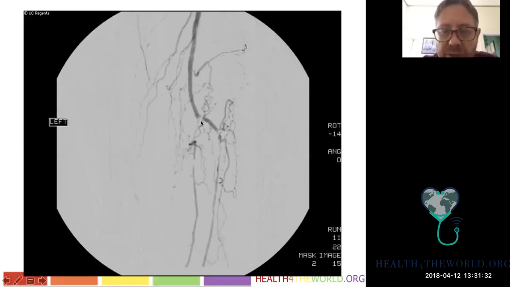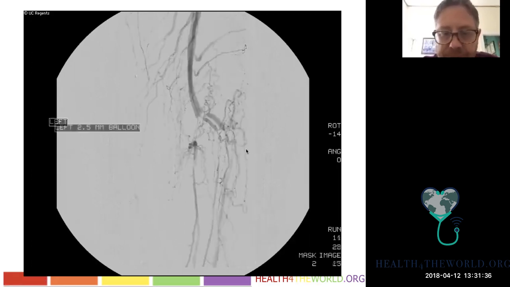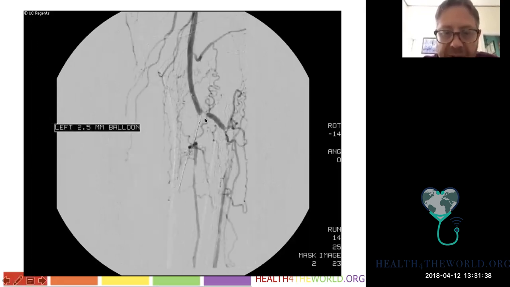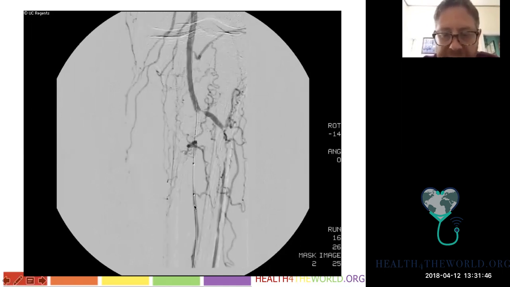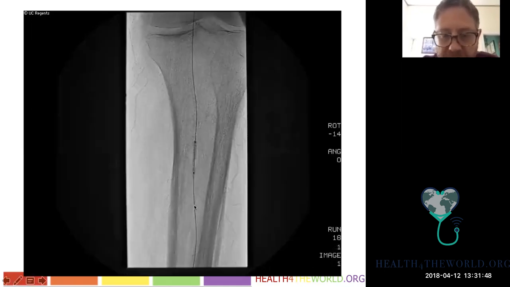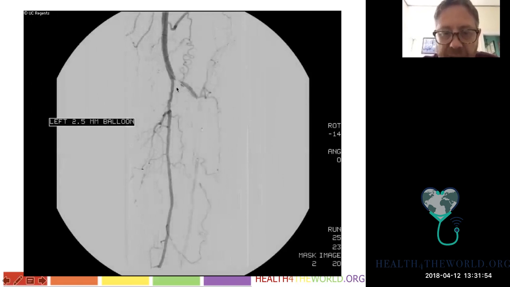So we try to fix this. Here's a better picture of this occlusion. And we put a wire that goes all the way down, and that went into the posterior tibial artery, which is not filling. So we pulled that back and put it right down in the peroneal. And then you just balloon up, and you can see there's a little waist on the balloon, and you just angioplasty, and voila, here we have a TP trunk that's restored.